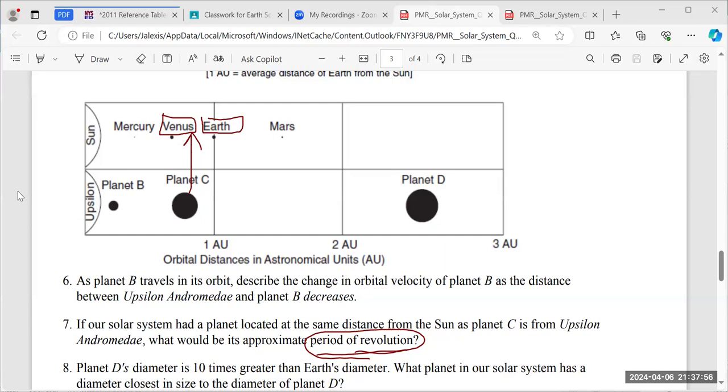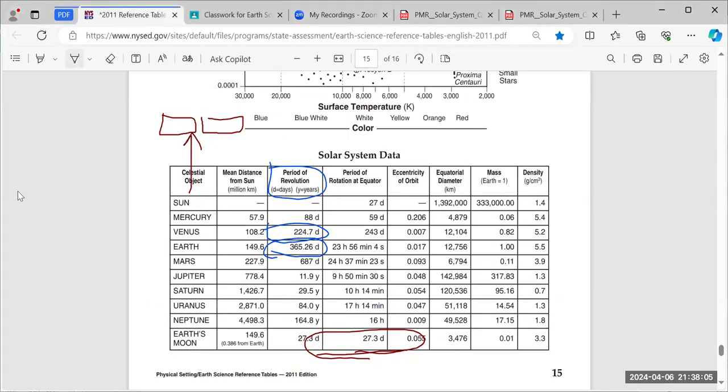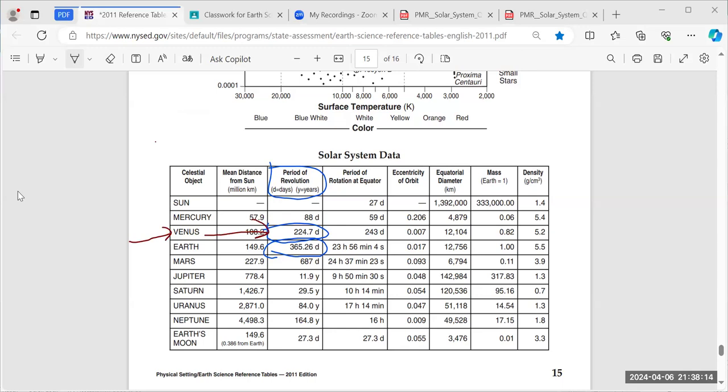That is between Venus' period of revolution and the Earth's period of revolution. What page of the reference tables do I find that? I'm going to page 15, as it's highlighted right here. The period of revolution for Venus is 224.7 days, and the Earth is 365.26 days. So therefore, planet C has to be a number between these two.